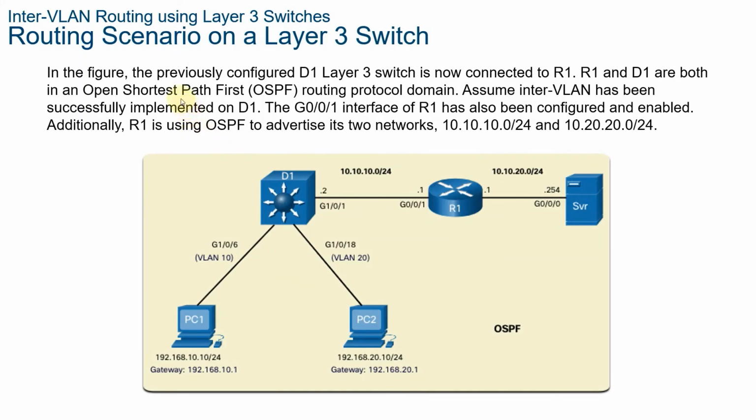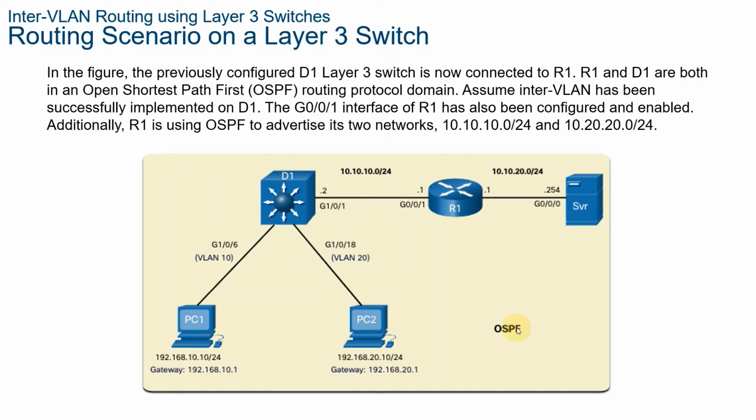Routing scenario on a layer 3 switch. Now in the figure, the previously configured D1 layer 3 switch is now connected to R1. R1 and D1 are both in an OSPF, or Open Shortest Path First, routing protocol domain. So as you can see here, this is an OSPF network.